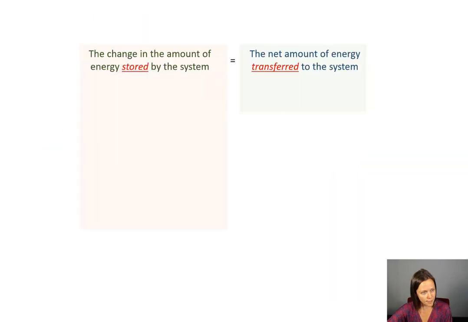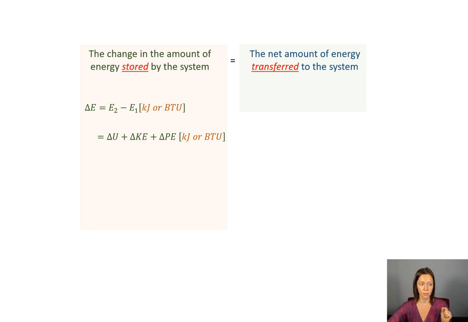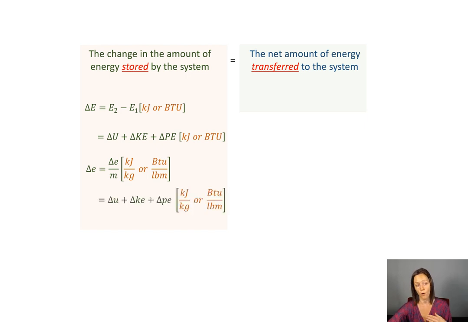Let's see, last thing, the change in energy stored by the system equals the net amount of energy transferred to the system, and the ways that energy can be stored by the system are internal energy, kinetic energy, and potential energy. You can express this on a per mass basis, or you can express this in just extensive properties, so delta U, delta big U, delta kinetic energy, delta potential energy.